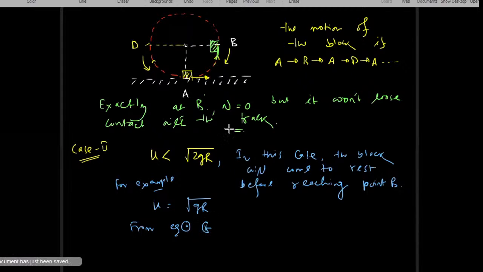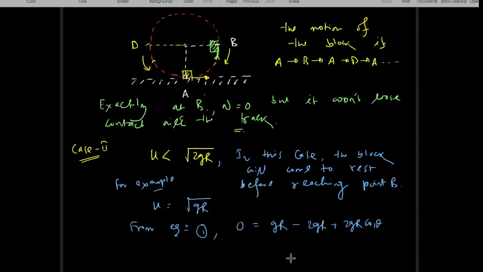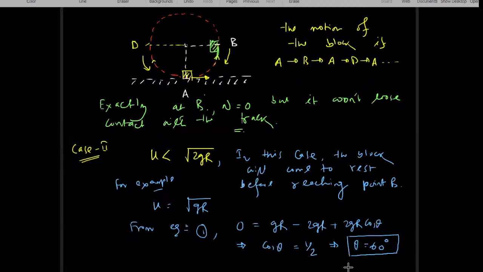From equation 1, 0 is equal to u square minus 2gr plus 2gr cos theta. If you solve this equation, cos theta you are getting to be half. So theta is 60 degree. So that means at an angle of 60 degree, the block will come to rest if it is given a velocity which is lesser than root under of 2gr.